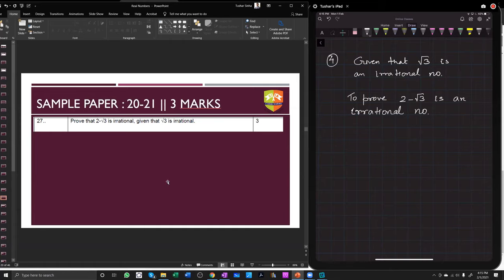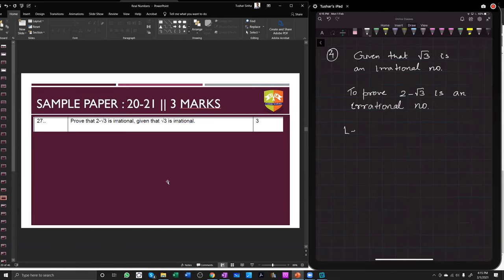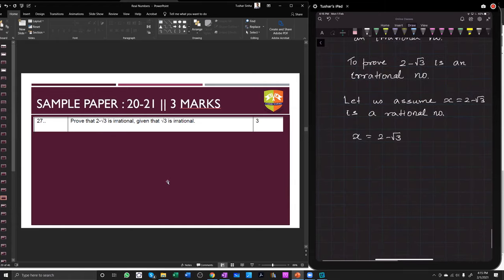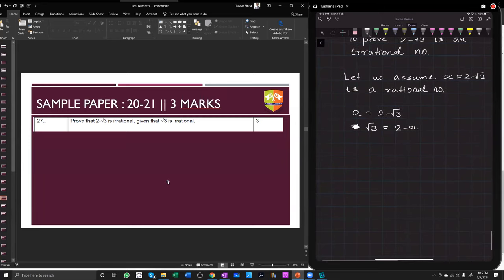Fair enough, this is what we have to prove. How do we say it? Let us assume X is equal to 2 minus root 3 is a rational number. We play with assumptions and we'll contradict it. That means X is equal to 2 minus root 3. That means you can say root 3 is equal to 2 minus X. Yes or no? Root 3 is 2 minus X. Now this is good enough for proving. Here the proof ends.